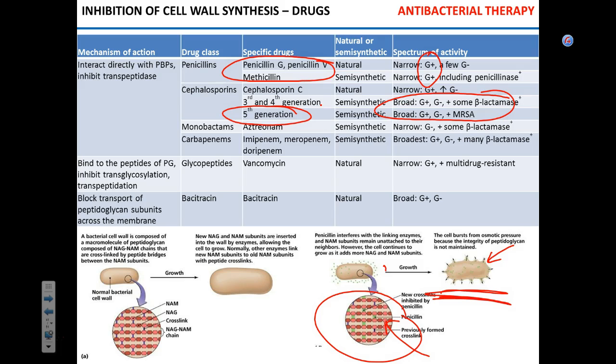Monobactams. This is a chemical class of compounds. Only one of them showed promise. It's aztreonam, a semi-synthetic drug. And the most advanced beta-lactam antibiotics by now are carbapenems. Okay, they have probably the broadest range. They are effective against gram-positives, gram-negatives, and beta-lactamase-carrying, so resistant, microbes. Does that make sense?